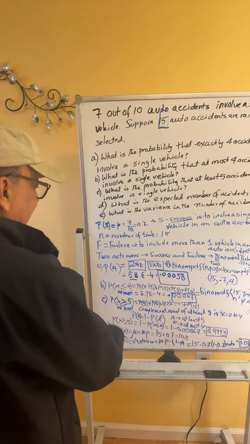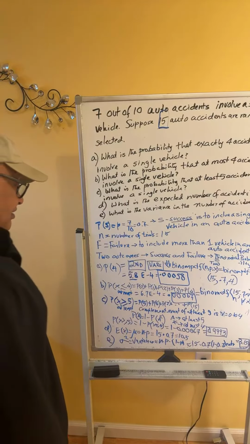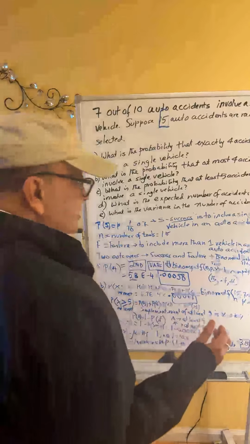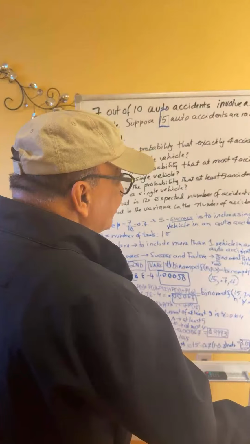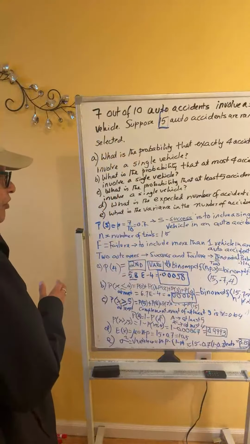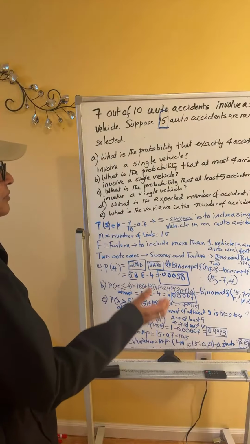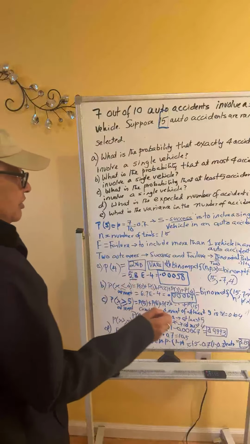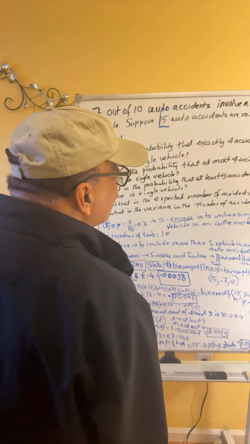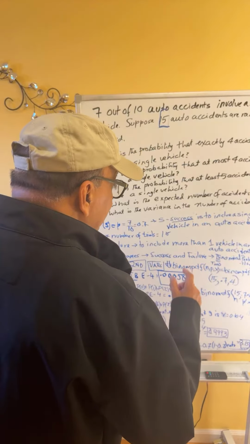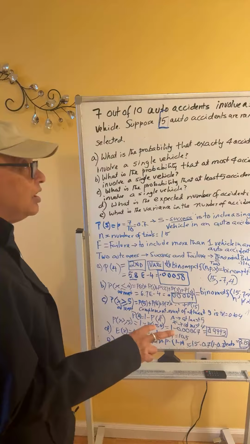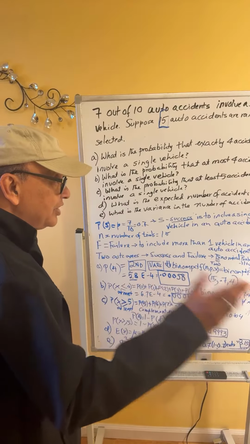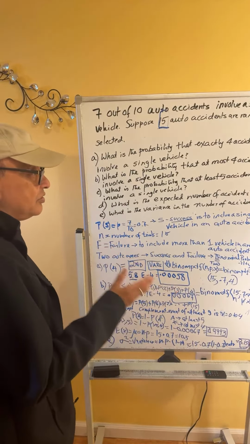The first one was at most, then the second one was at least. Part C was at least 5. At least 5 means 5 and above. So the complement of that is 4 and below. Use the complement rule of probability, which is probability of A is equal to 1 minus probability of the complement event of A. If we take the actual event A as 5 and above, then the complement is 0 to 4.